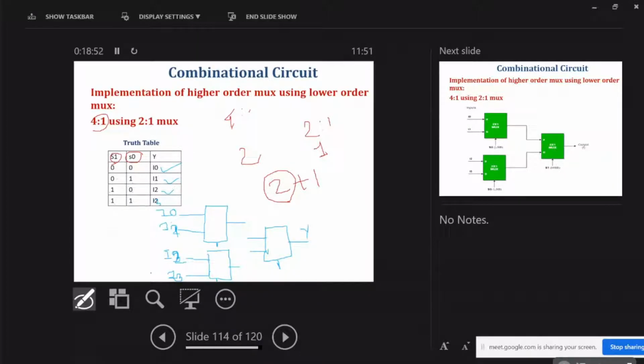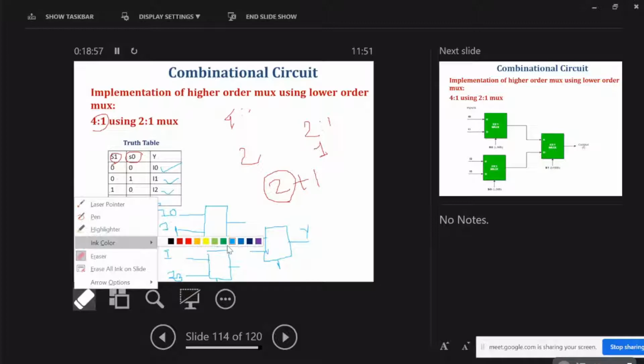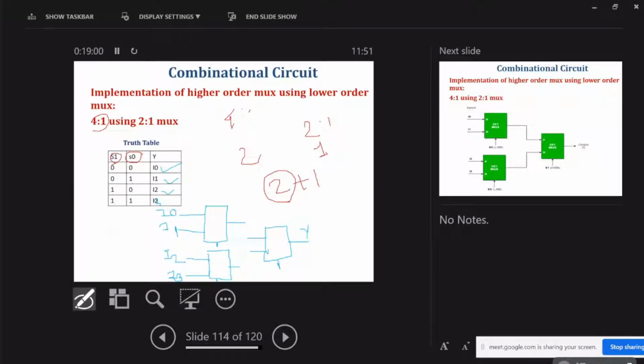This is I2. Okay, again the output is, suppose this is x0, x1. Obviously this will not be x0, x1, it will be I0 or I1, or this will be I2 or I3. So the output here goes inside this next level of mux.